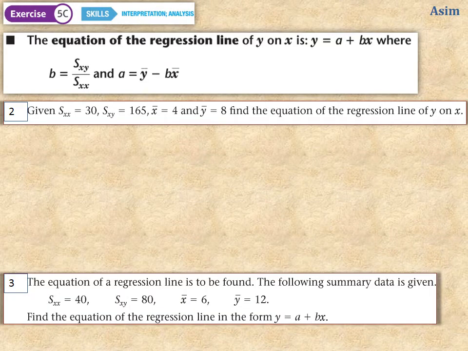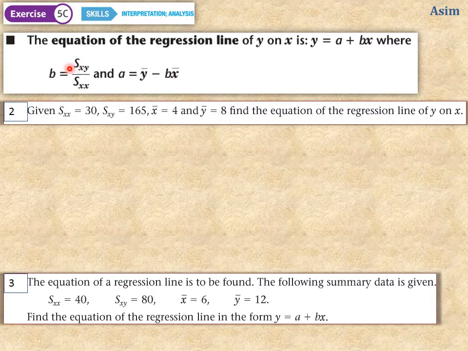Let's go ahead. Okay. This is exercise 5C. They gave you Sxx, Sxy, everything. All the data are given straightforward. Again, I just wrote the formula again for your reference. Y equals a plus bx, this is the equation of regression. This is how you write the final answer. We need to find a and b. The formulas are right here.